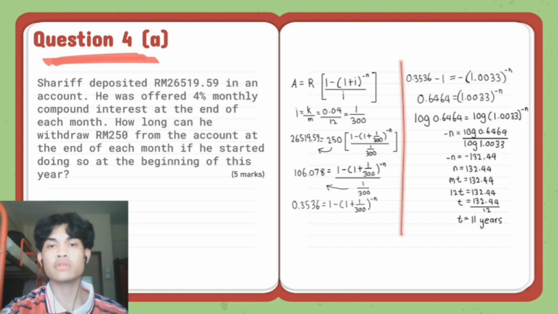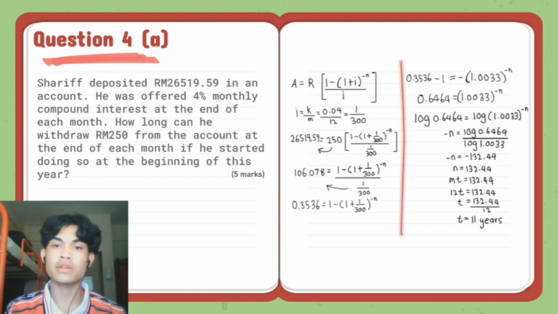So for this question, we use the present value formula, which is A equals R bracket 1 minus bracket 1 plus i power of negative n per i. We need to find the i value. For the k, we got 4%, and for n, we got 12. And we got the i value, which is 1 per 300. After that, we apply all the values into the present value formula.